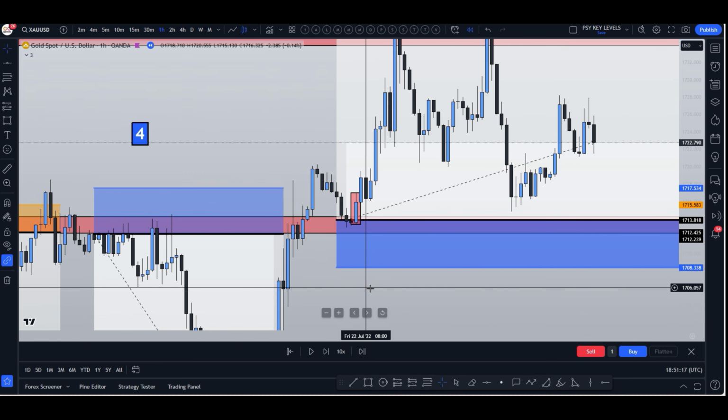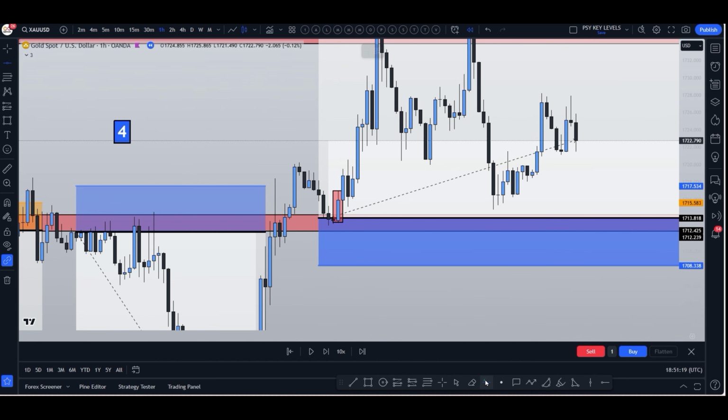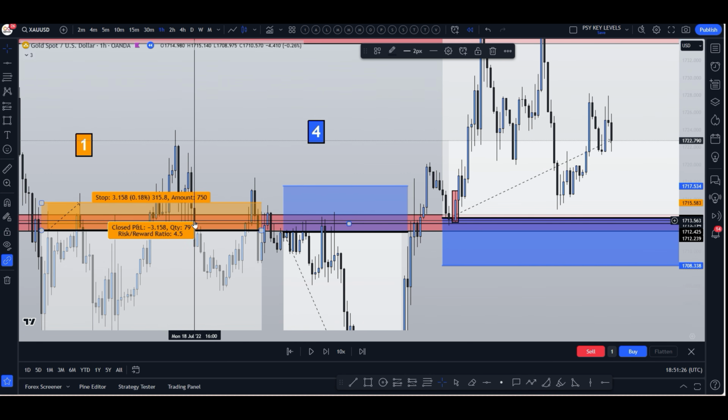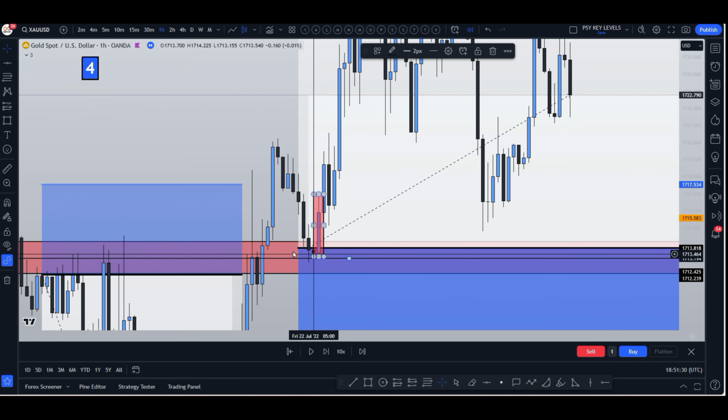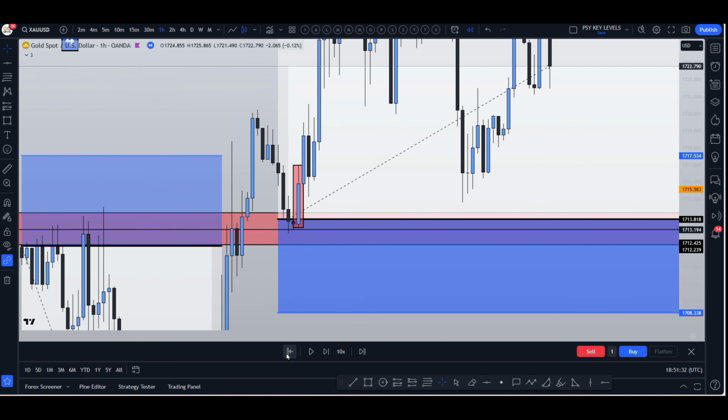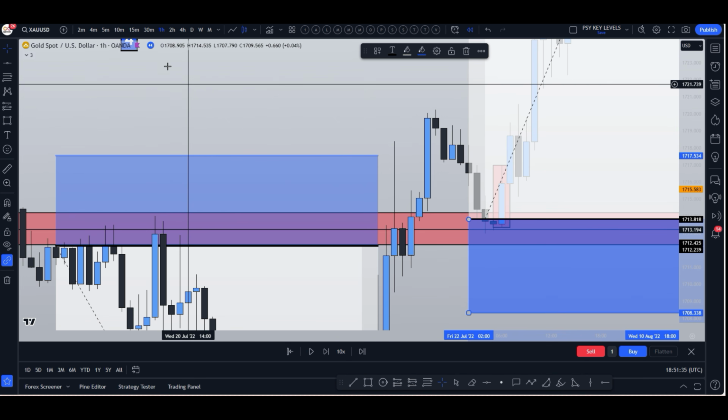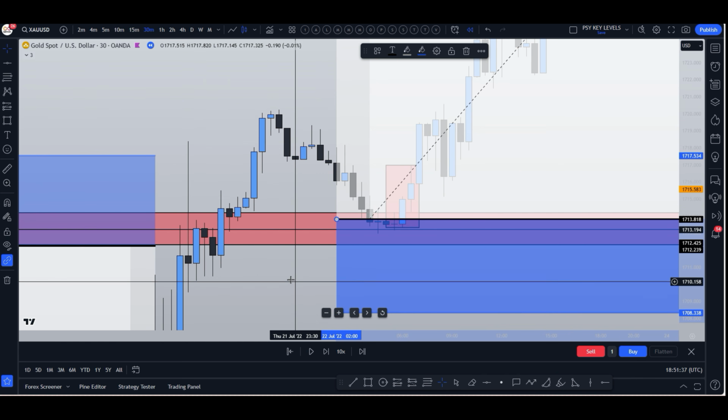Now remember what I said about key levels: you place a key level where you get multiple wick rejections. I think this is about in this area. It's not the cleanest entry, but let me go to a smaller time frame, if it lets me.